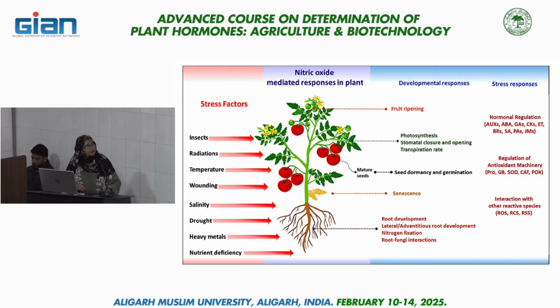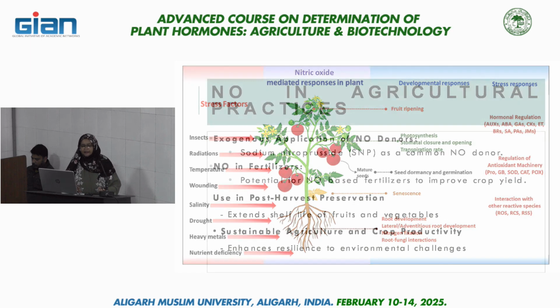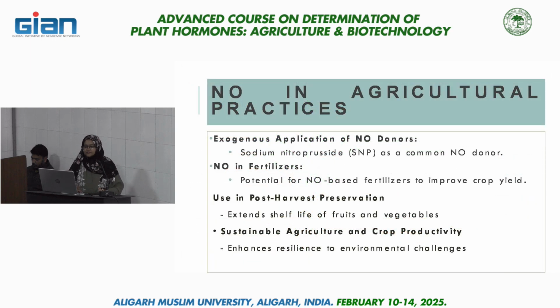Besides this, NO also plays a very important role in agriculture. So, the exogenous application of NO donors, which we have seen earlier, the most common donor is sodium nitroprusside, has shown promise in improving crop resilience and yield. NO-based fertilizers are being explored for their potential to enhance nutrient use efficiency and reduce environmental impact. Additionally, NO has applications in post-harvest preservation, extending the shelf life of fruits and vegetables.